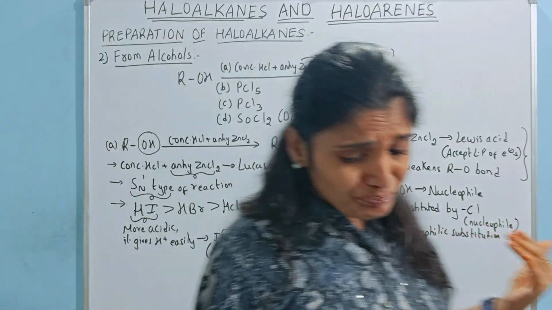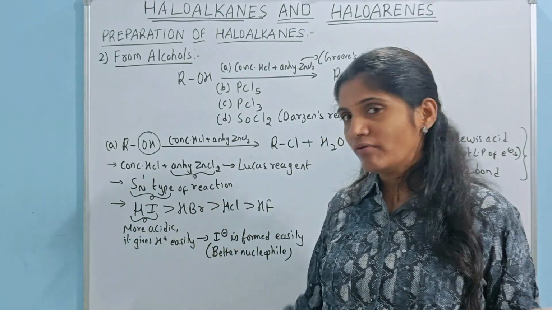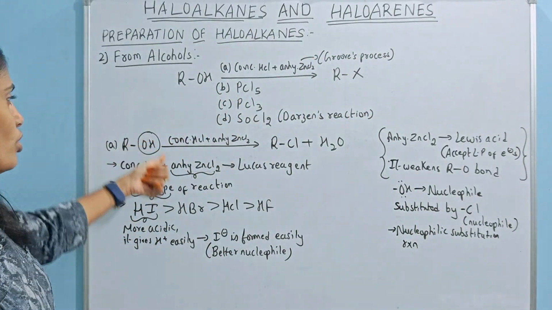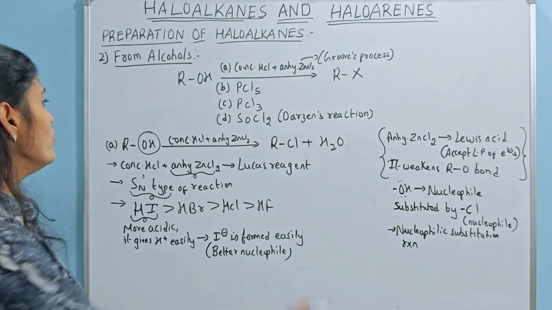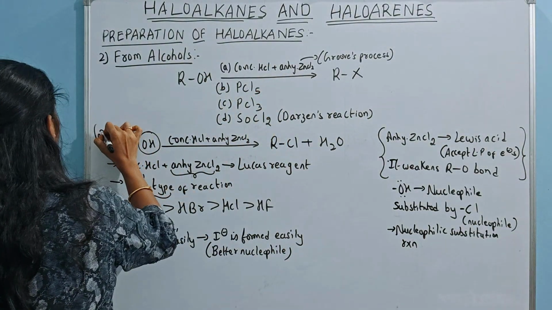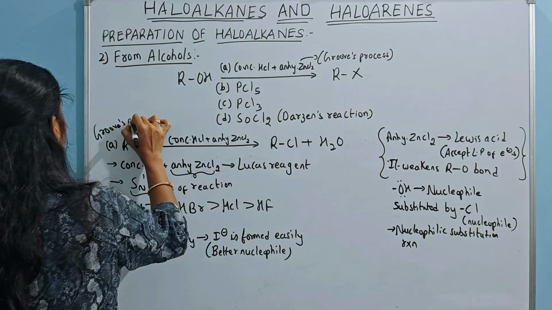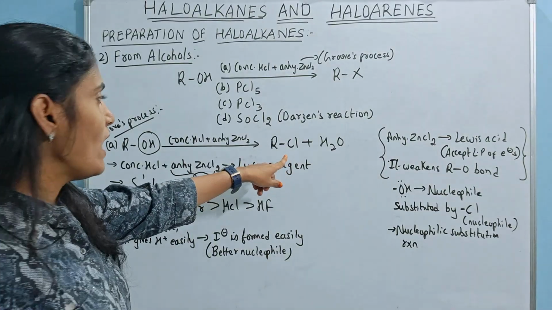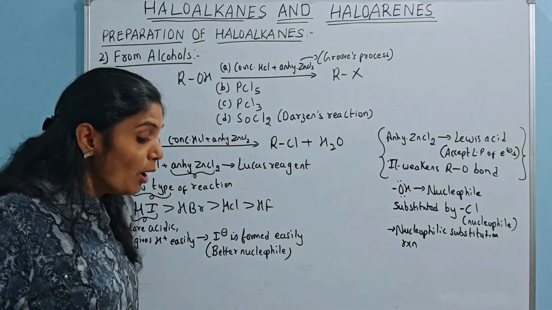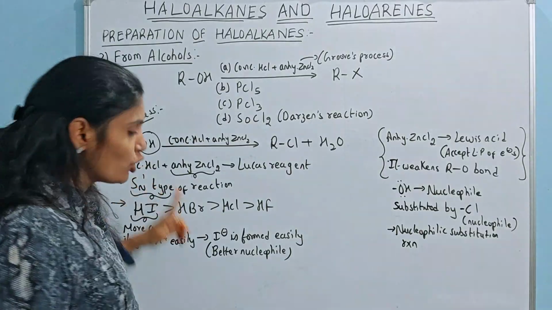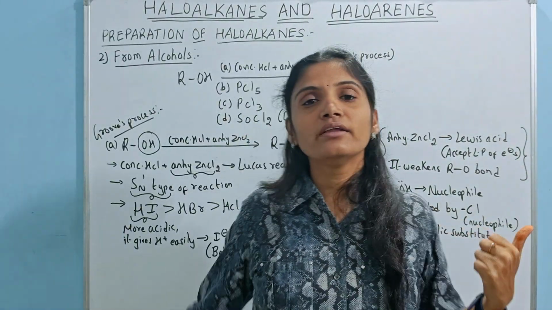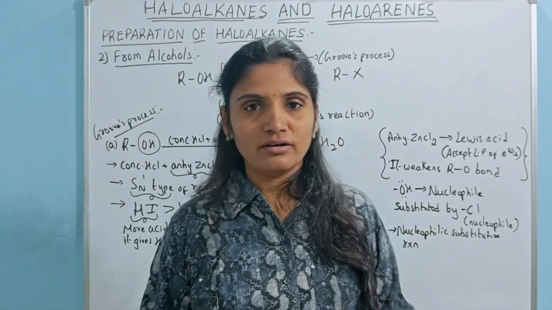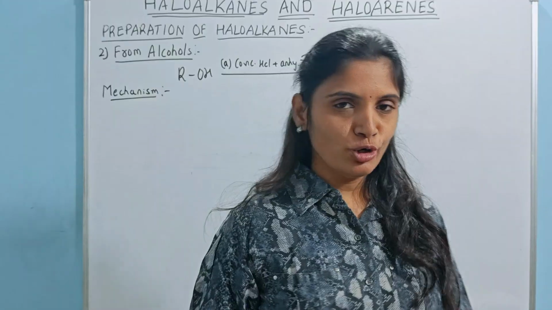Now, if you want to understand in a better way why it is an SN1 type of reaction, we need to understand the mechanism of this process, which is called Groove's process. What is Groove's process? The production of haloalkanes from alcohols by using Lucas reagent is called Groove's process. Now let us see in detail the mechanism of this reaction, then we will see a few examples to understand it in a better way.